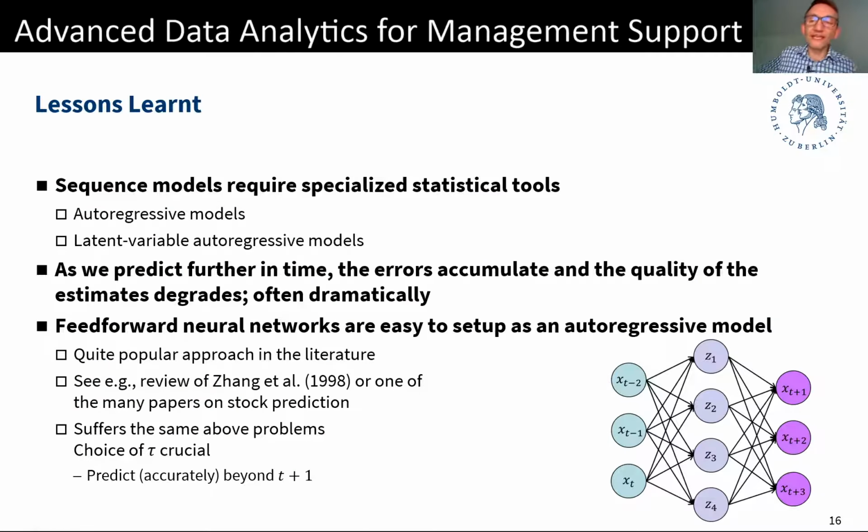Yeah, so what are the take-homes? We need special statistical tools to handle sequence data. We've seen two families, or two branches, in the statistical modeling toolbox. We've also seen some demonstrations for the auto-regressive approach, which you could use right now.